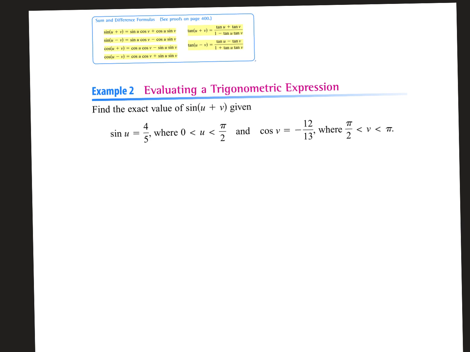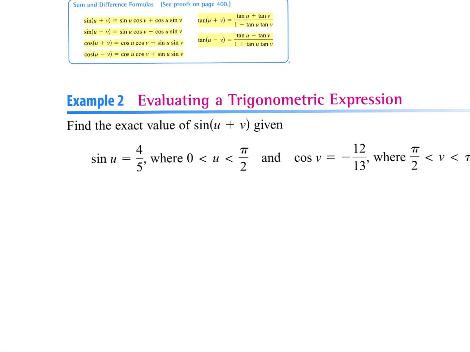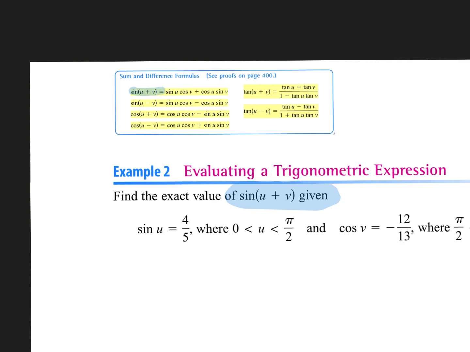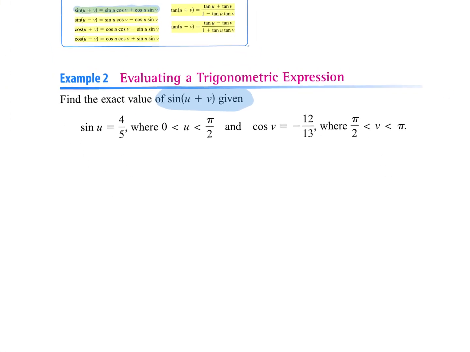You will be given the unit circle, and you will be given the formulas. You can't use a calculator, but you'll be given those 2 things. So when you come to a question like this, right? The question itself says to find the exact value of sine of u plus v. Does everybody see that right here? Find the exact value of sine u plus v. So you already know which formula you're going to use, right? In this case, you're going to use the first one. Everybody understand that? Okay.